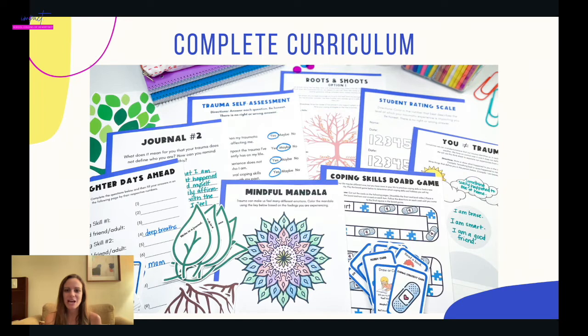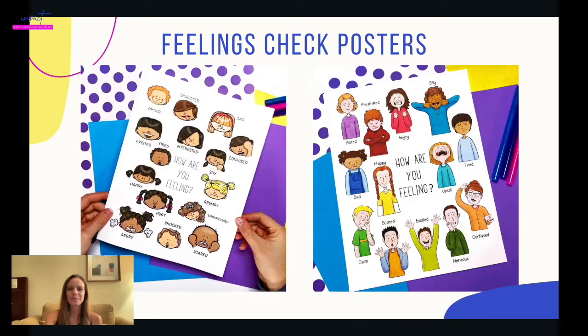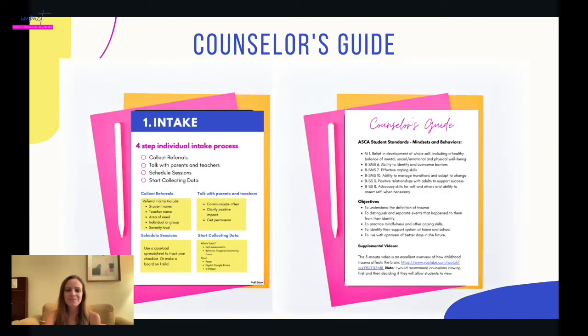You can see here a snapshot of everything that's involved. There's journals, there's the activities, there's data tools here as well. You get 2 feelings check posters to start off, so depending on the age level of the child you're working with, you can pick the poster that works best for them. And I give you a counselor's guide. So I give you a general individual counseling guide on best practices that I recommend, but then I also give you your guide on the mindsets and behaviors and your objectives.